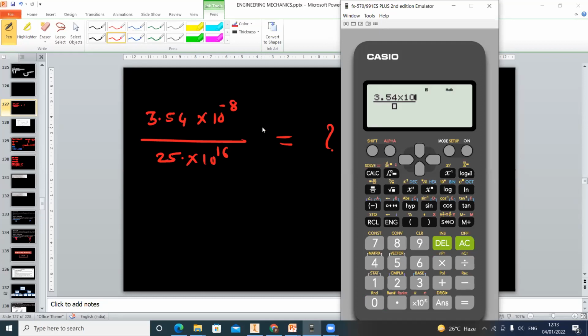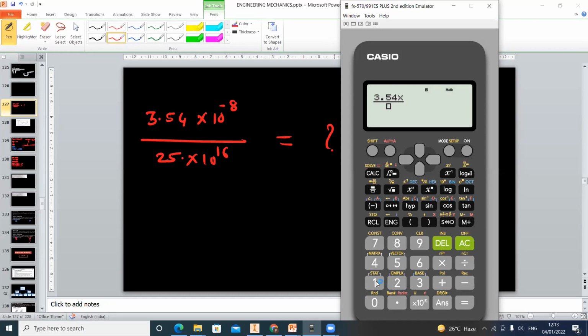So we have to enter the value 10 raised to minus 8. I have just written 10 and there is one option, x raised to. You can observe here, just press this after 10. Again observe, if you want to delete a particular value, then just press the delete button.